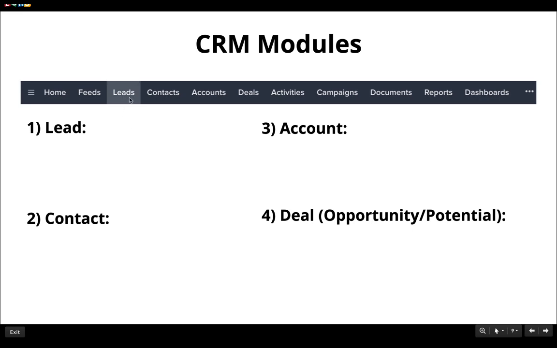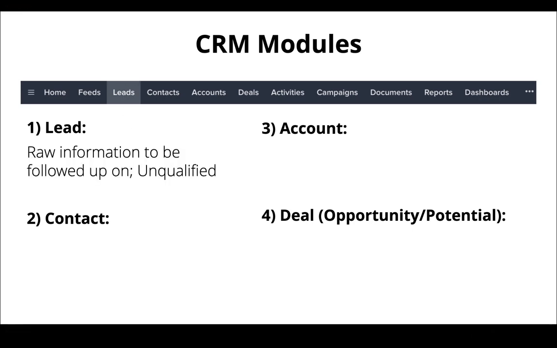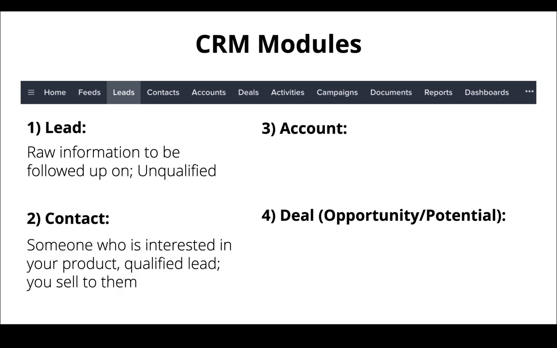So within the leads module, you're storing raw information to be followed up on. These are unqualified leads. It could just be a single bit of information like an email address or a phone number. This is just where you're putting people that you're not sure if they're relevant to your business or not. You need to have a discussion with these people and figure that out. If they are relevant to your business, then you convert that lead, and that lead turns into a contact. That's because you know they're interested in your product, you've qualified them, and you can actually sell to this individual.